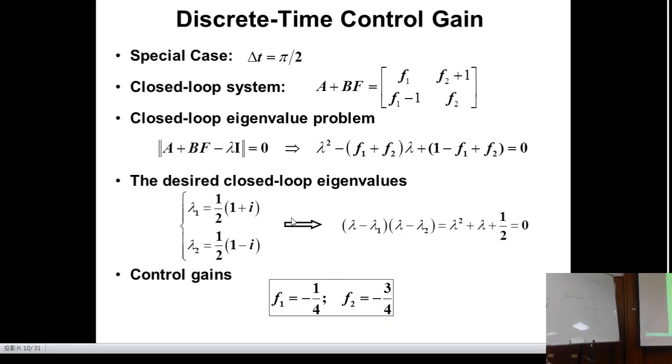So if I know my desired closed loop eigenvalues, then I will be able to determine my control gain like that. Any questions? This is the basic concept. If I know the closed loop eigenvalues, I will be able to compute my control gain to give me the closed loop eigenvalues I desire.